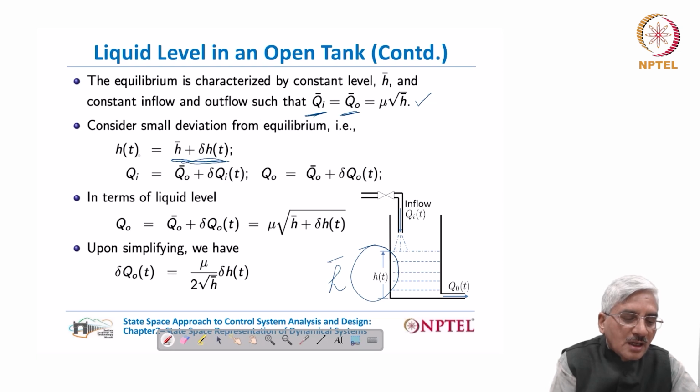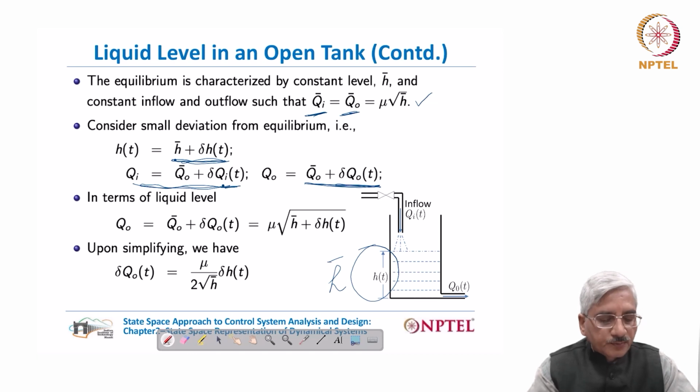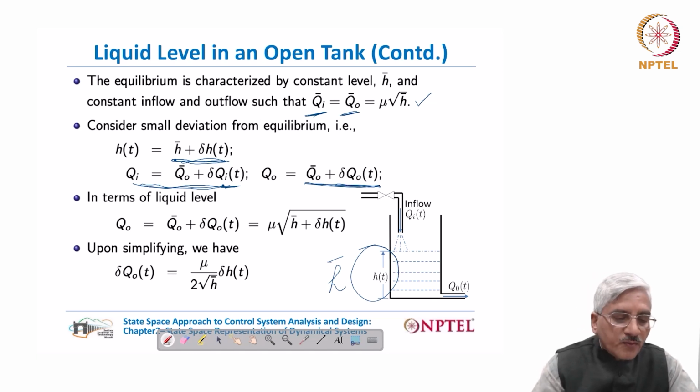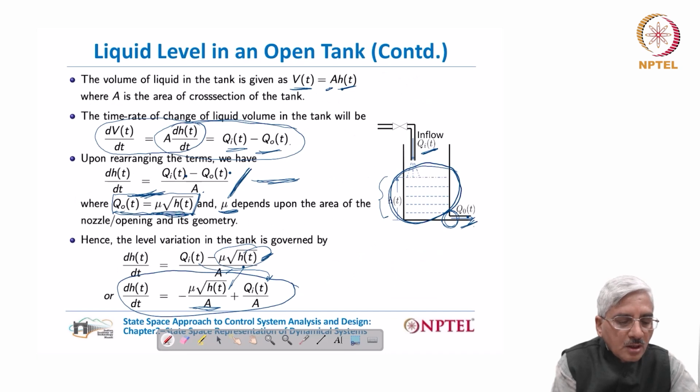Now we consider incremental variations around this. So we consider H(t) equal to H bar plus delta H(t), Qi equal to Qi bar, which is also Qo bar, plus delta Qi(t), and Qo equal to Qo bar plus delta Qo(t). So first we express the output equation. The output equation was Qo equal to mu root H. So in this we make the substitution Qo equal to Qo bar plus delta Qo and H equal to H bar plus delta H.